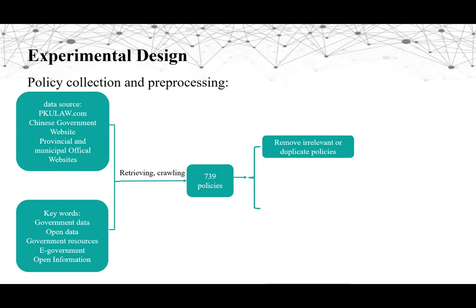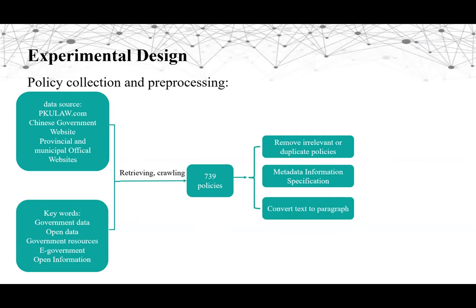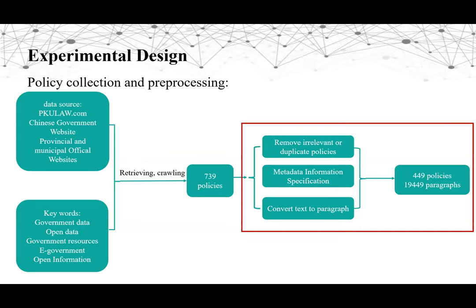There are three main steps for pre-processing: remove irrelevant and duplicate policies, standardize metadata information, and convert text to paragraphs. After processing, 449 texts with 19,449 paragraphs are retained.